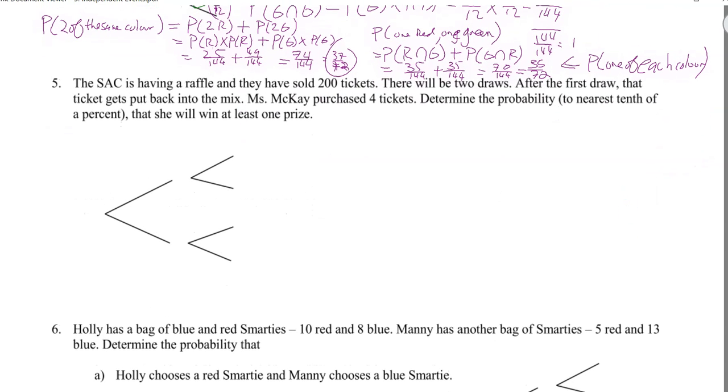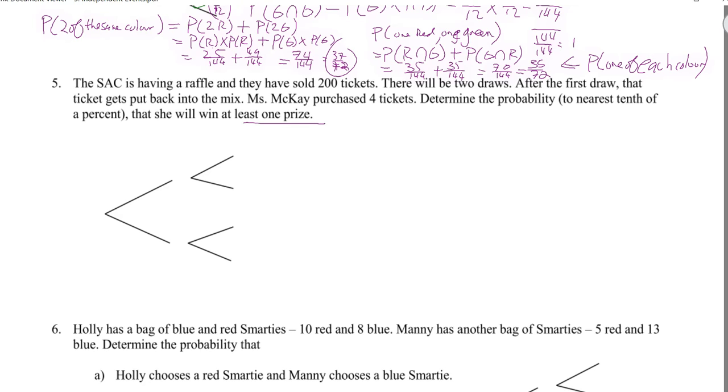Student activity is having a raffle, and they have sold 200 tickets. There will be 2 draws. After the first draw, that ticket gets put back into the mix. Ms. McKay purchased 4 tickets. Determine the probability that she will win at least one prize. All right, too many trees. Okay, well, wait a minute. Probability that she will win at least one prize.